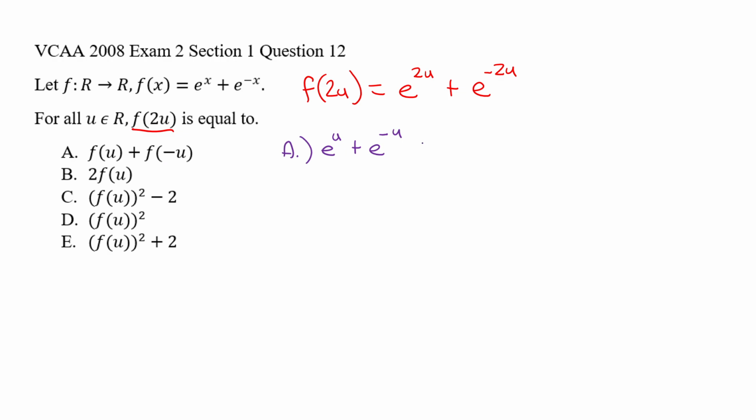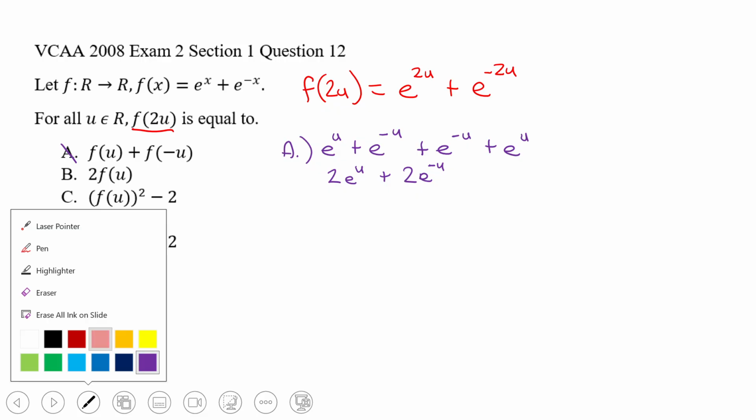And then I've got f of negative u there, plus e to the power of negative u, and plus e to the power of negative negative u, which cancels out. So this simplifies to two groups of e to the power of u and two groups of e to the power of negative u, which is not the same as what we have for f of 2u. So it can't be A.